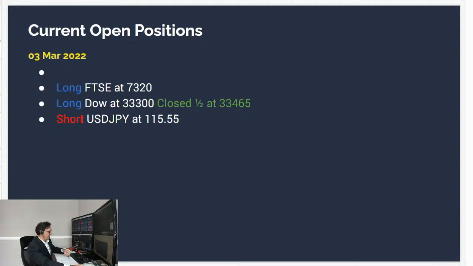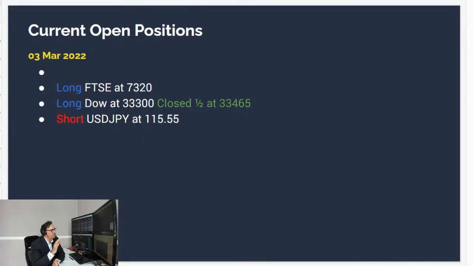These are my current positions. So I was long sterling dollar, if you remember, and I got stopped out on break even, so that was yesterday. I'm still long FTSE from 73.20. I'm also long Dow at 33,300, but I closed half of my position at 33,465 and I moved my stop loss higher. So I'll show you how I'm managing that position now.